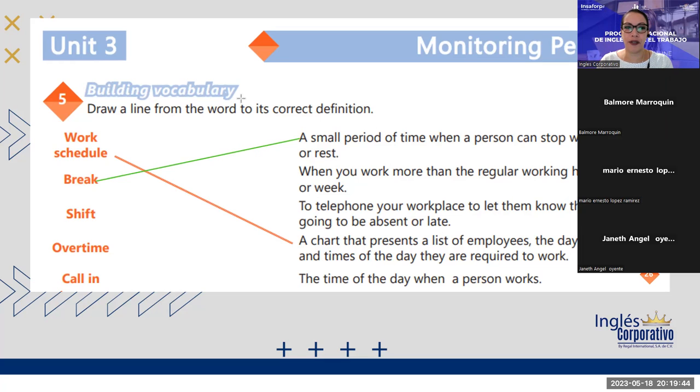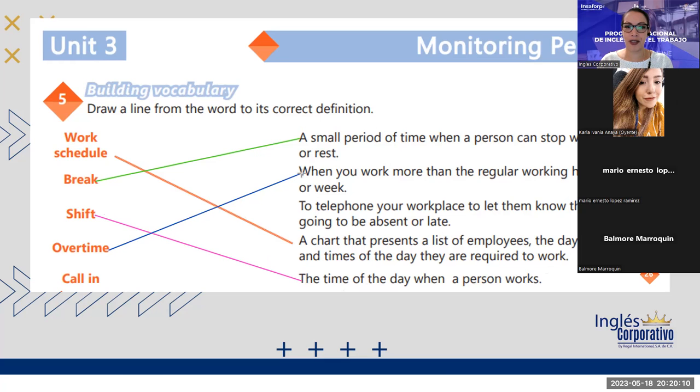Next, shift. The time of the day when a person works. Excellent. That is correct, Mario. That is the time of the day when a person works. Excellent. Now, overtime. When you work more than regular working hours in a day or week. Excellent. Thank you so much.